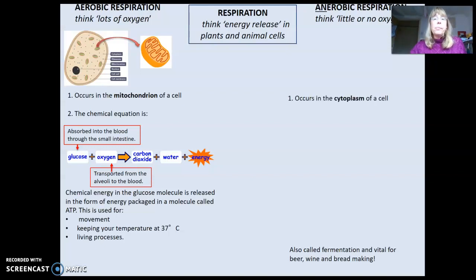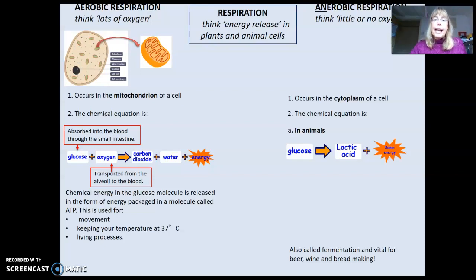So anaerobic respiration doesn't occur in the mitochondria of the cell, but in the cytoplasm of the cell. And in animals, the chemical reaction is the glucose gets broken down and turned into lactic acid, and some energy is released. So not as much as aerobic respiration, but there is still energy released, which is important.